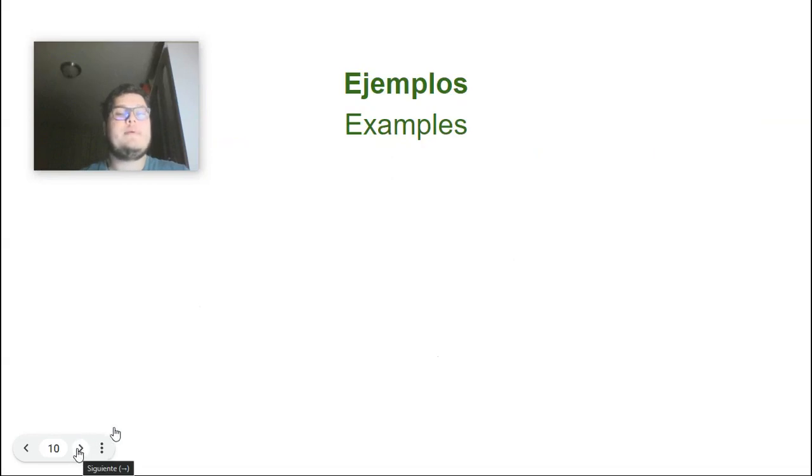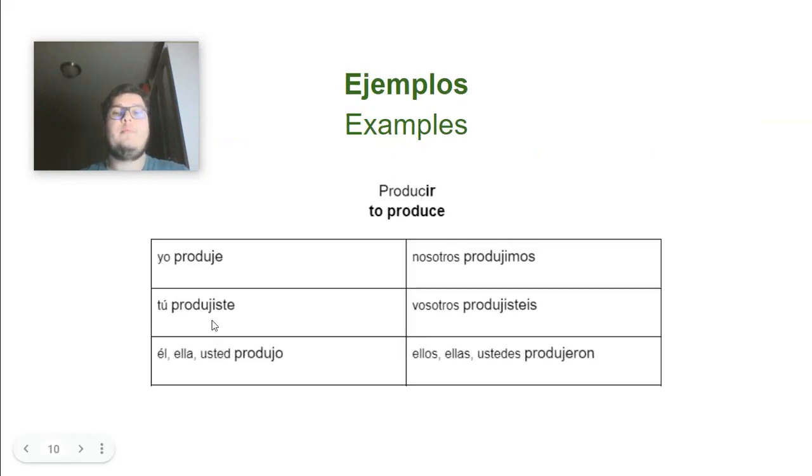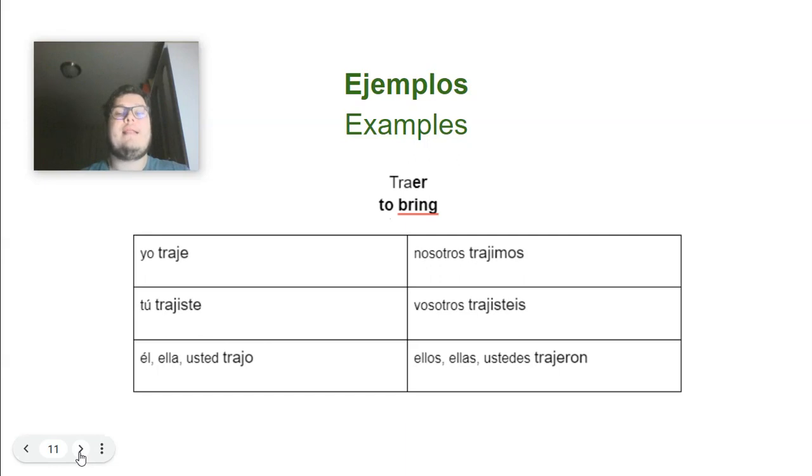For the next verb, we have to apply the same rule. Producir, that it means to produce. Yo produje, tú produjiste, él, ella, usted produjo. Nosotros produjimos, vosotros produjisteis. Ellos, ellas, ustedes produjeron. And traer. Traer means to bring. Yo traje, tú trajiste, él, ella, usted trajo. Nosotros trajimos, vosotros trajisteis, ellos, ellas, ustedes trajeron.